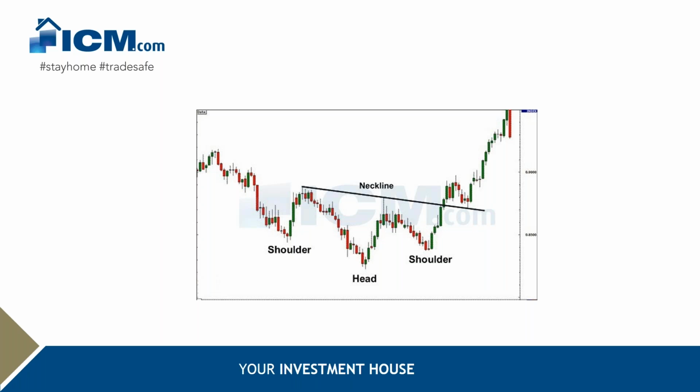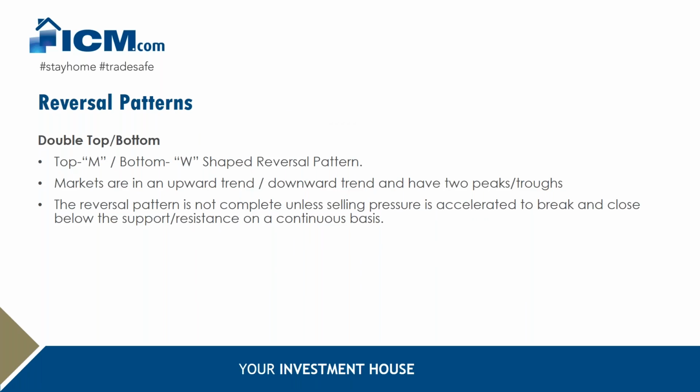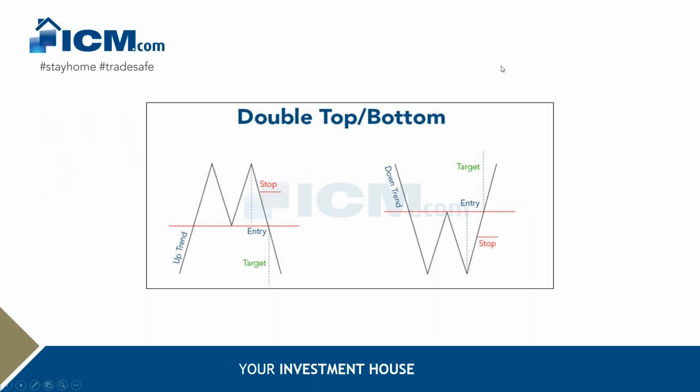Let's move on to the next patterns, which are double top and double bottom. These patterns are also a type of reversal pattern, and an easy one to identify. From the name itself, we can understand that. It's an M or W-shaped reversal pattern. The market is in an uptrend or downtrend and has two peaks. There we saw three peaks, but two at the same level and one at a higher level. And here there are two at the same level. Either way, it's like two tops, like a capital M, or you can see a capital W.